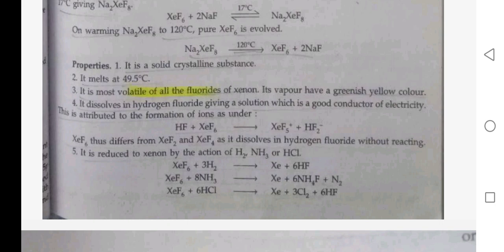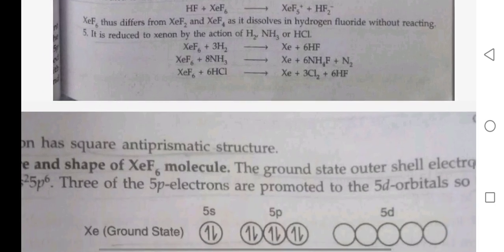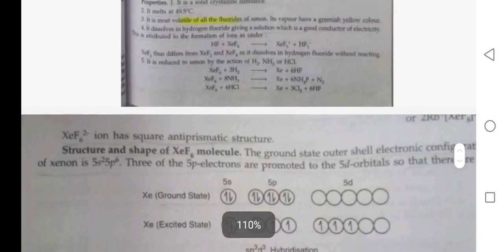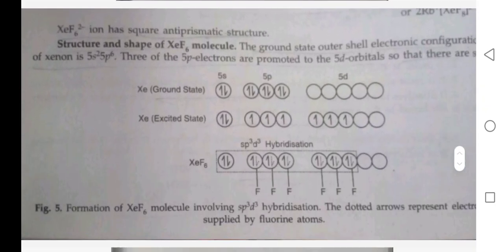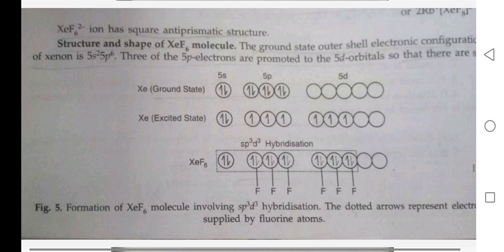This is attributed to the formation of ions. XeF6 is different from XeF2 and XeF4, as they dissolve in hydrogen fluoride without reacting. It is reduced to xenon by the action of H2, NH3 or HCl. The XeF7- ion has a square antiprismatic structure.